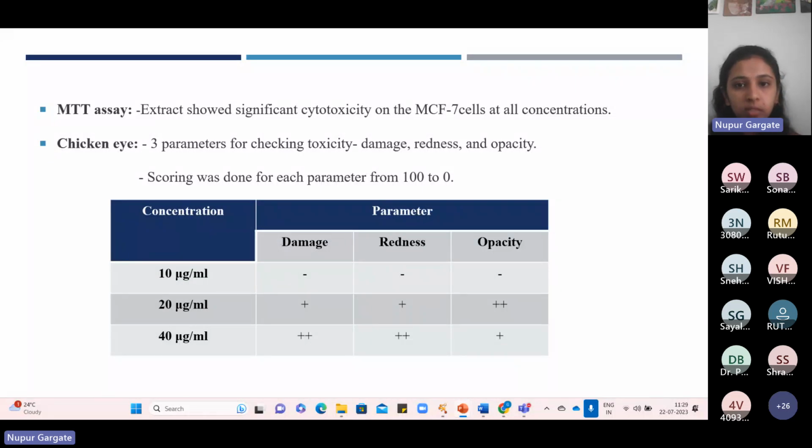For chicken eye, 3 parameters were used: damage, redness, opacity, and the scoring was done from 100 to 0. So here we can see in the table that for 10 microgram per ml, there were no signs of damage, redness, or opacity. At 20 microgram per ml, there was redness, damage, opacity, and for 40 microgram per ml, there was the highest damage and redness. While at 20 microgram per ml, opacity was seen to be very high.